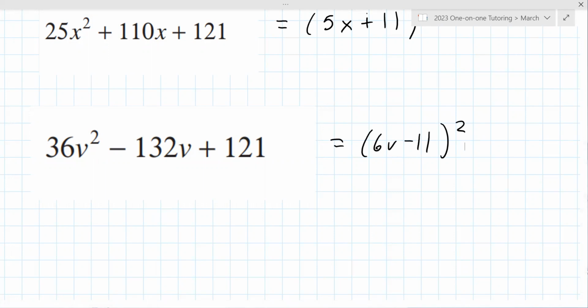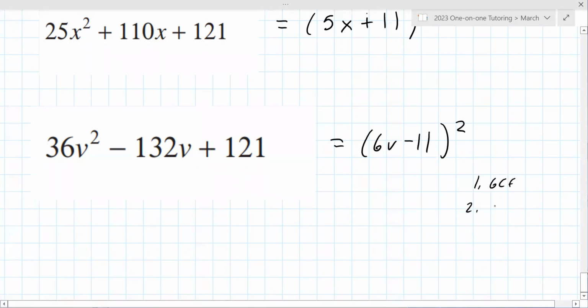Let me see if there's any other types that we're missing. I mean, there's kind of like even yet another type, but that's probably sufficient for what I would want to cover with you. So there are other types of factorings. We've covered GCF. We've covered difference of squares. The next one was the perfect square trinomial.